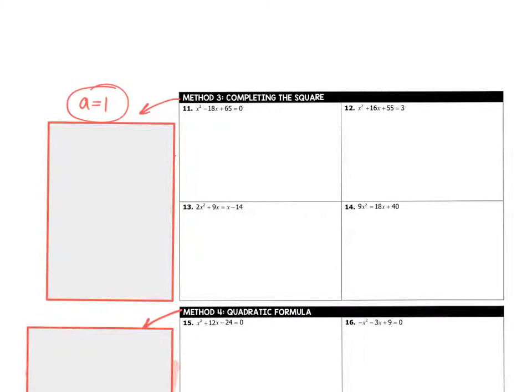The next method we learned is completing the square. To complete the square, you want to remember that a has to be equal to 1. And if a is not equal to 1, if a is greater than 1, you want to divide off a in the entire problem before you start completing the square. So the steps for completing the square are lengthy, and here we go.